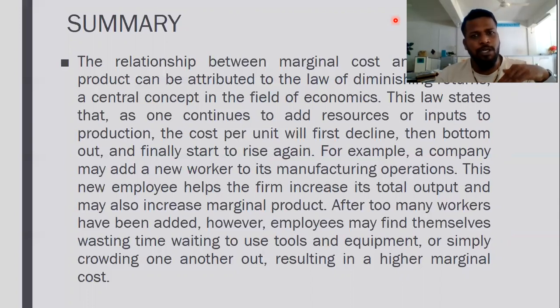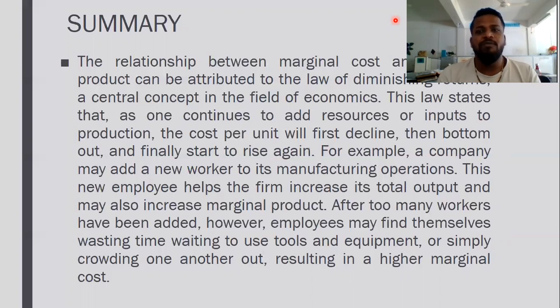Unit cost will start falling. When it reaches the lowest level, it will start increasing again. So most of the time we will stop producing at that particular point, the lowest point of the average cost curve. Or we can say that as inputs to production are added, the cost per unit will first start declining, then bottom out. At that particular point we will stop.